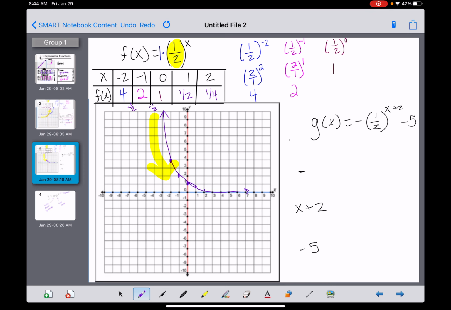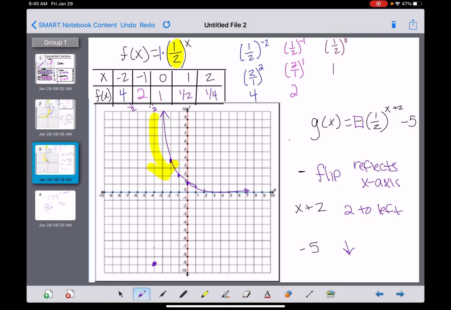So now I have a multiplier of negative. That's going to flip your exponential function upside down. It actually reflects over the x-axis. The +2 is 2 to the left, and -5 is 5 down. So I'm going to flip my 4 to 1 down, and then I'm going to go 2 units to the left, 1, 2, and another 5 down, 1, 2, 3, 4, 5.